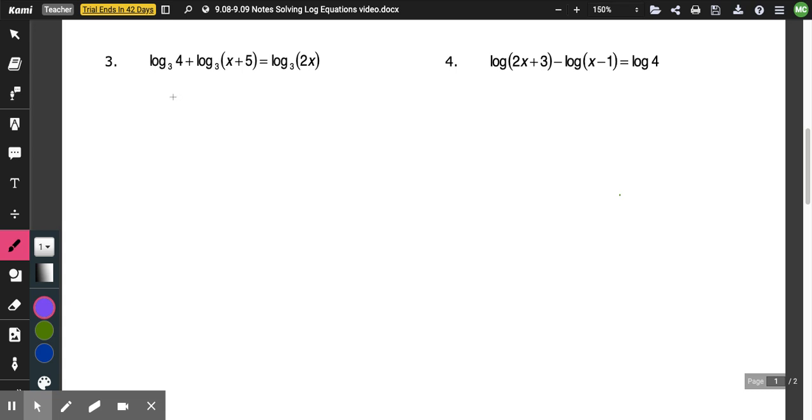When you have a log plus a log, we can use the product property, which says we can turn that into a single logarithm by multiplying together the two arguments. Once I've got it like that, then I can set the two arguments equal to each other. I'm going to go ahead and distribute this 4 also while I'm at it. So 4 times x plus 5 would be 4x plus 20, and on the right I'd have 2x.